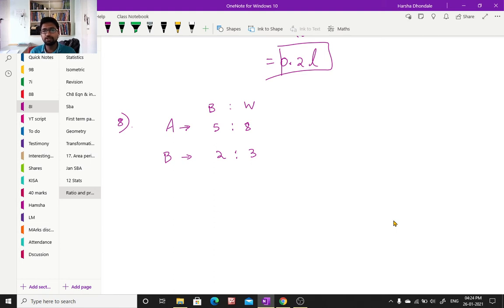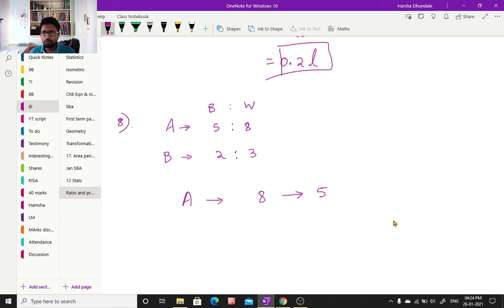What I will do is consider this A. Here, for 8 units of white, you have mixed 5 units of black. If it is 8 liters white, then 5 liters black. If it is 8 milliliter of white, then it is 5 milliliter of black. That's how you have to understand.